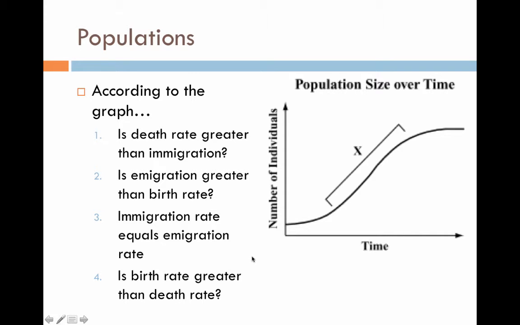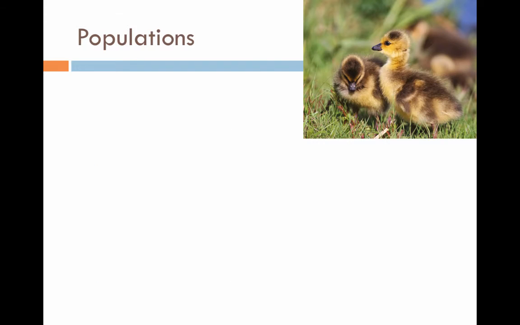What about number 4? Is the birth rate greater than the death rate? Meaning more are born than are dying. Well, if more are born than are dying, the population would increase. And that is exactly what the graph is showing you. Therefore, number 4 is correct. So when scientists try to determine population sizes, they have to look at everything together. The birth rate, the death rate, immigration and emigration.